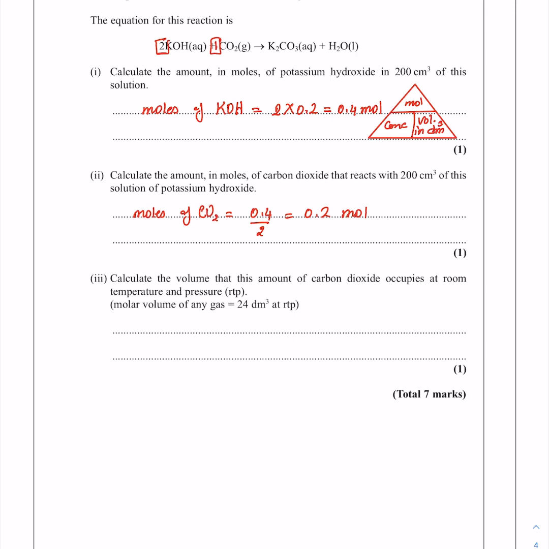Triple I. Calculate the volume that this amount of carbon dioxide occupies at room temperature and pressure, given that the molar volume of any gas is equal to 24 cubic decimeter at room temperature and pressure. قانون الغاز المولز is equal to الvolume over المولر volume. moles is equal to الvolume over المولر volume اللي هو هنا 24 cubic decimeter. يبقى الvolume is equal to number of moles اللي هي 0.2 times molar volume 24 equals 4.8 cubic decimeter.